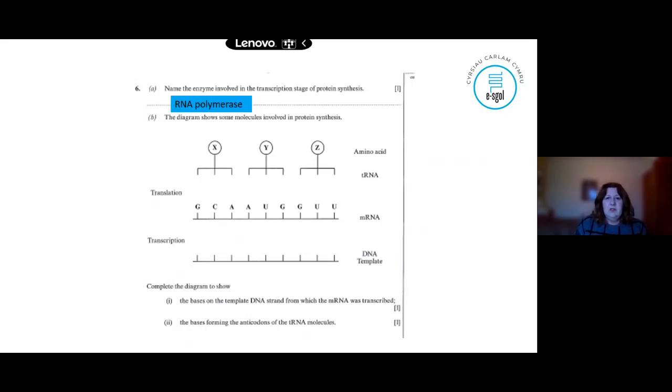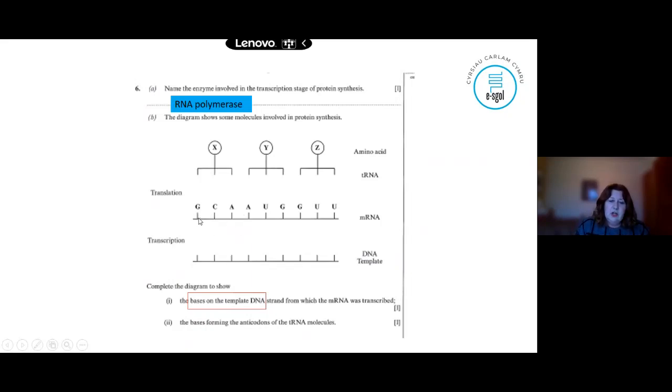Then the diagram shows some molecules involved in protein synthesis. So we can see we've got 3 amino acids, X, Y, Z. We've got transfer RNA anticodons. We've got a messenger RNA strand and a DNA template. So let's look at these questions here. It says complete the diagram to show the bases on the template from which the messenger RNA was transcribed.